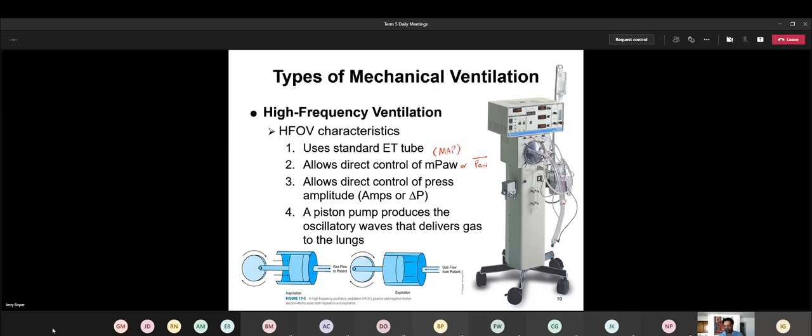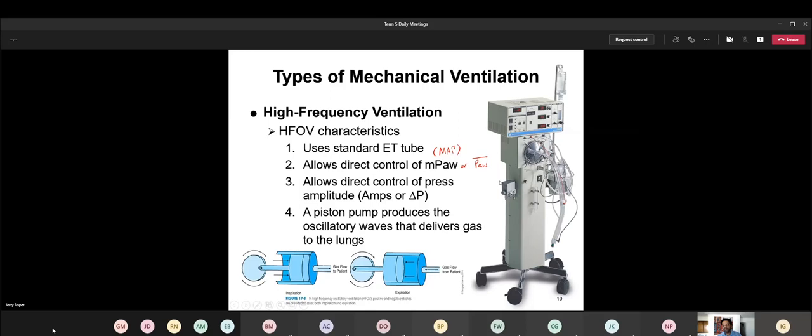And what's making all that racket, because these machines are loud, is this piston that's moving back and forth. And that's what's going to be delivering the high frequency breaths.